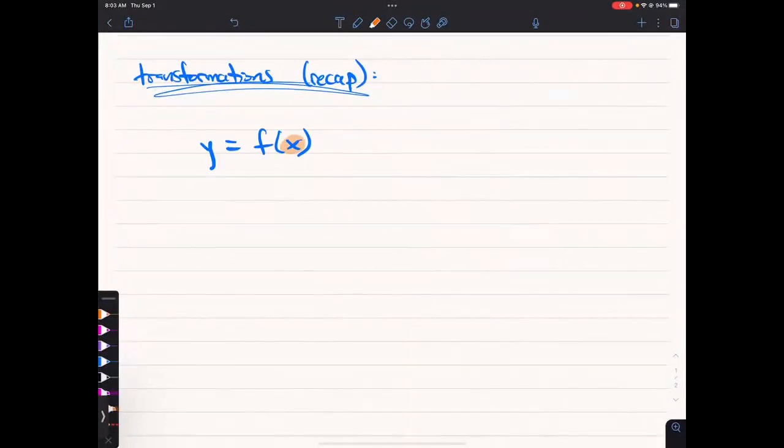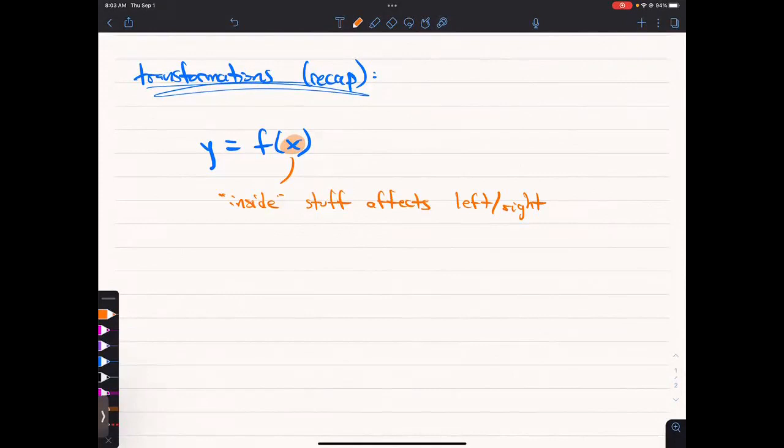So the big idea is that if I have some function, and I make changes to the stuff inside, changes to the input of the function, that's going to affect, is that affect or effect? I don't know. Inside stuff affects the x values. So we look at that as changing things from a left, right, or horizontal perspective. If you add or subtract something, it's going to shift to the left or right.